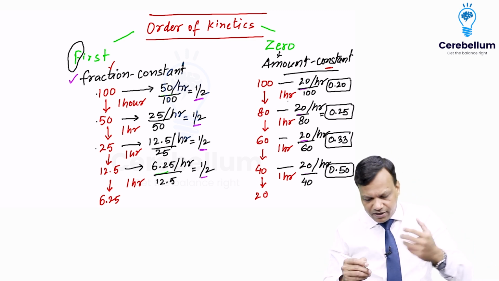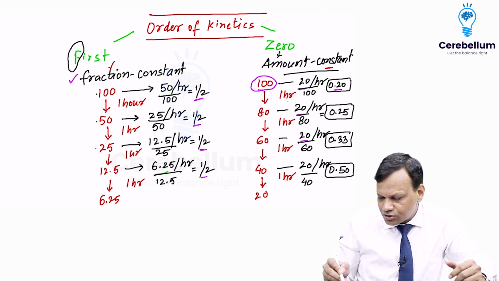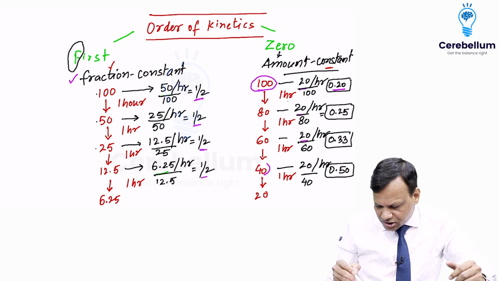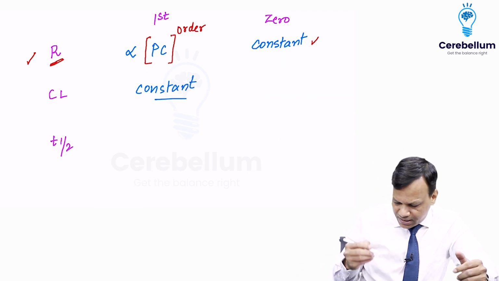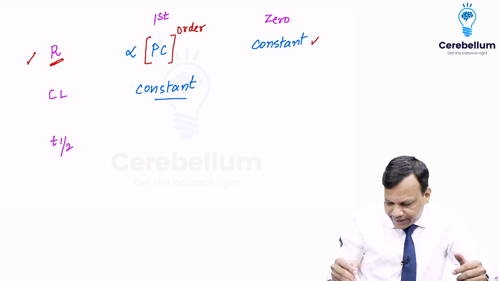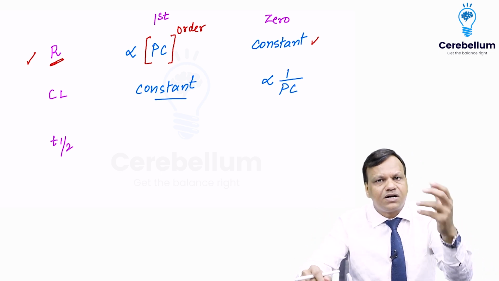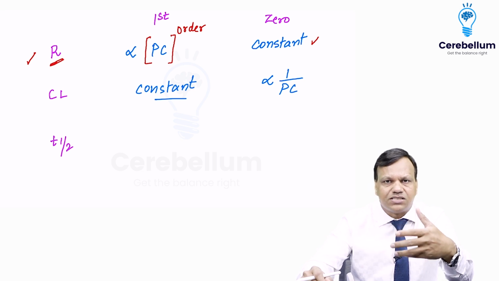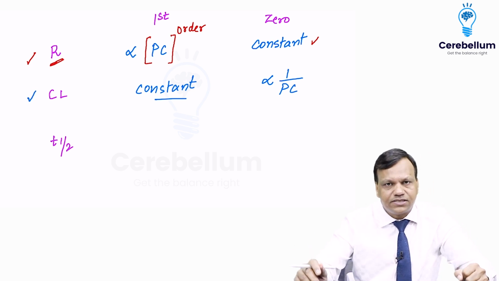So if you note carefully, when plasma concentration is high, clearance is low. When plasma concentration is low, clearance is high. Or we can safely say in zero order kinetics, clearance is inversely proportional to plasma concentration. More plasma concentration, less clearance; less plasma concentration, more clearance. Okay, so that is important about clearance.